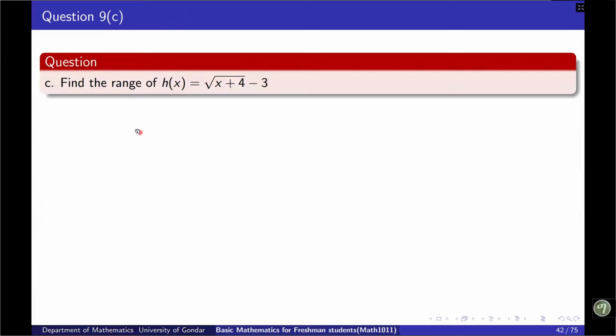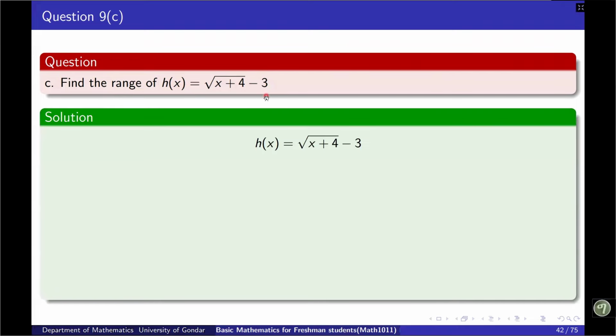The third one, the range of h(x) = the square root of (x + 4) - 3. So h(x) = sqrt(x + 4) - 3 is given. Therefore, the domain is, that is already correct, that the radicand, that is x + 4, needs to be non-negative, so that this must be greater than or equal to 0, and this could be satisfied whenever x is greater than or equal to -4.